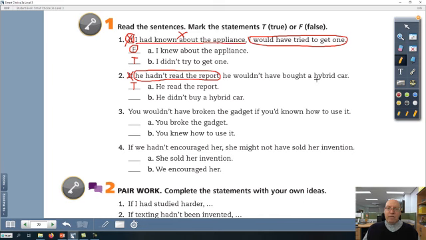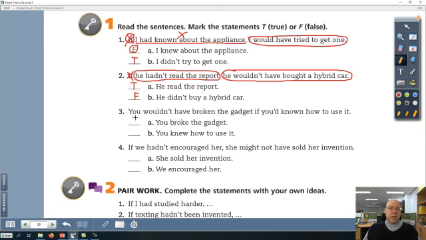He wouldn't have bought a hybrid car. Okay, again, think of the opposite. He wouldn't have bought a hybrid car. Okay, here's a negative. So the affirmative happened. He didn't buy a hybrid car. Negative, negative, no, this is false. Okay, he did buy a hybrid car. He did buy one. Okay, so again, imaginary situations, think of the opposite.